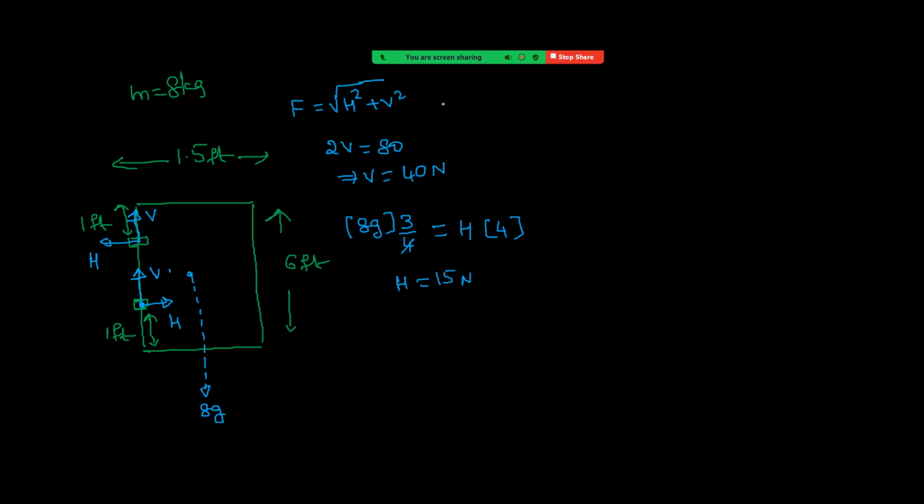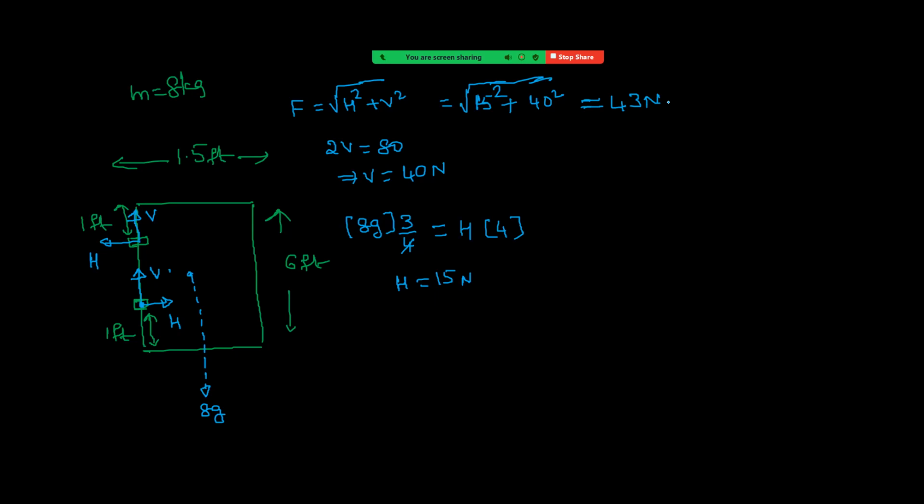So now we can substitute here. Square root of 15 squared plus 40 squared, and this is approximately equal to 43 Newton.